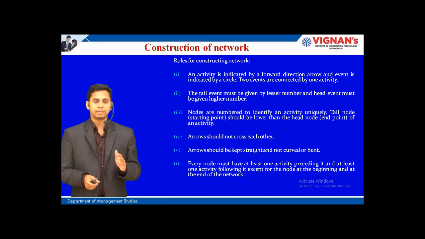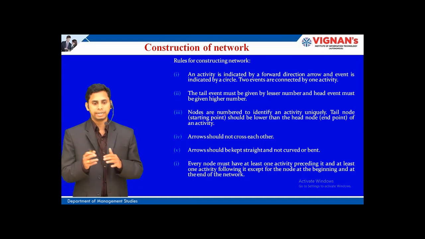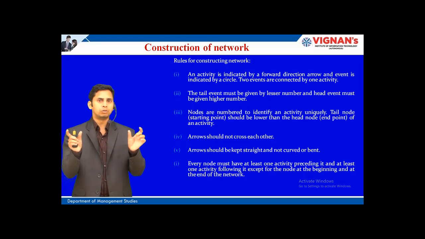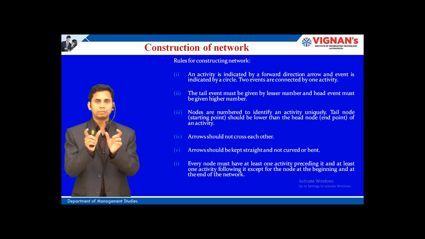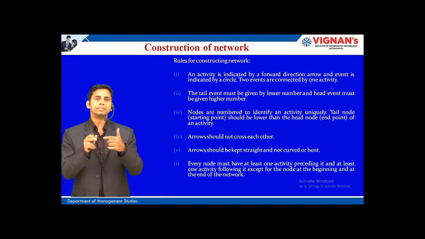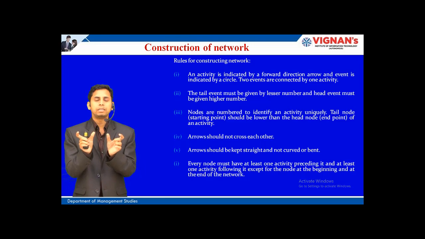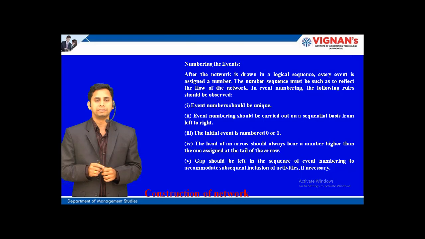Every node must have at least one activity preceding it and at least one activity following it, except for the node at the beginning and at the ending of the network. So, except at the starting and the ending nodes, in between whatever nodes are there, for each and every node, that is circle, there will be an activity from the back end and also an activity from the front end. So, there will be activities from back end and front end with one particular event.